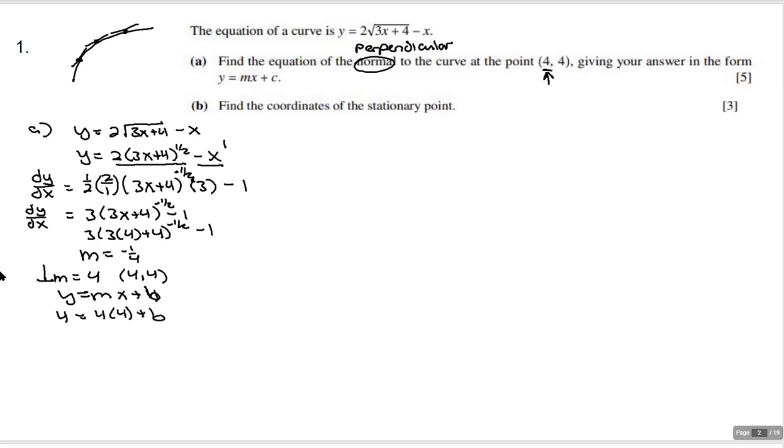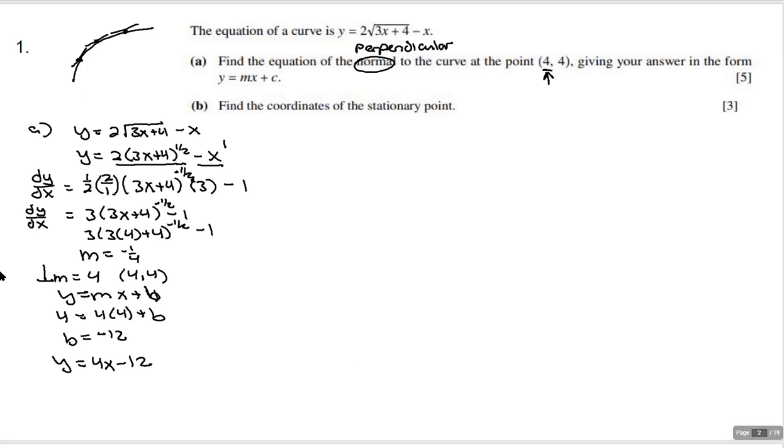So this is going to be 4 equals 16 plus b. And when I subtract 16 on both sides, b is going to equal -12. And so the equation is going to be y equals 4x minus 12. This is the answer to part A.